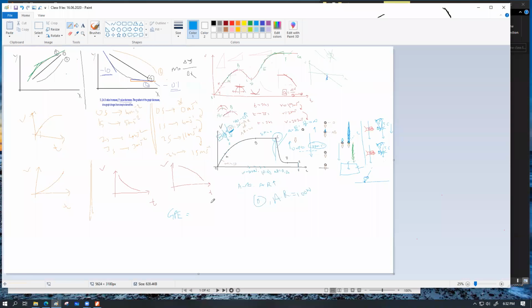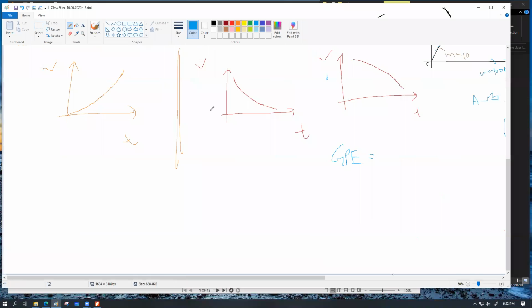Let's say this is the surface of Earth, a very simple example, and we have an object over here, which is currently located exactly on the surface of Earth.